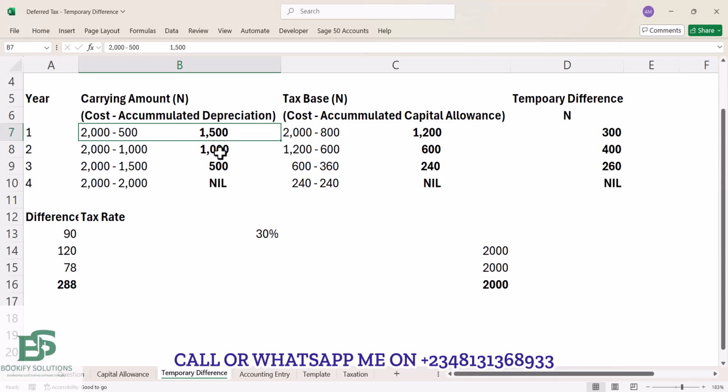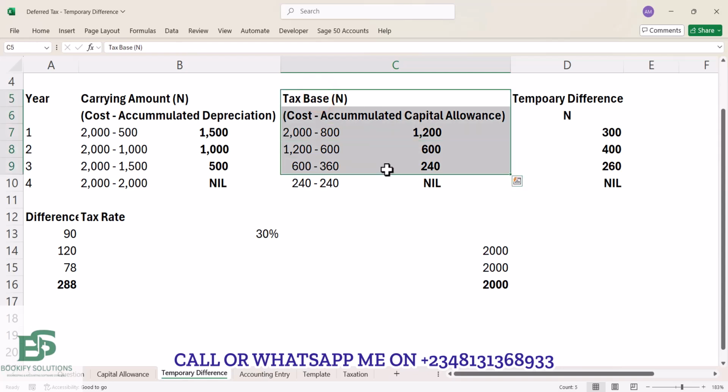So each year it reduces by 500. It means that at this year it reduced to 1,500, at this year it reduced to 1,000, and at this year it reduced to 500, and that is how you take it clear from the other years. Now let's see how the tax people take theirs.